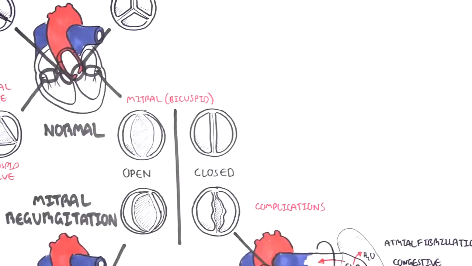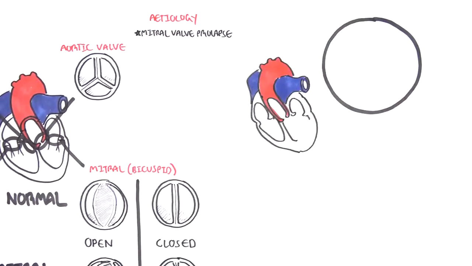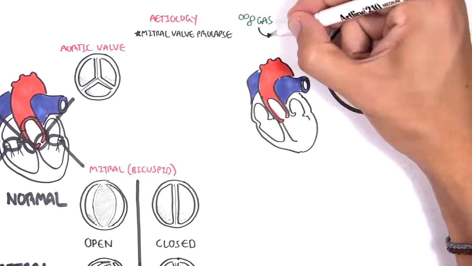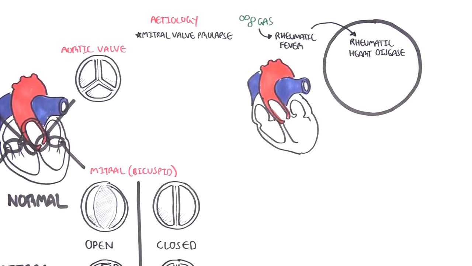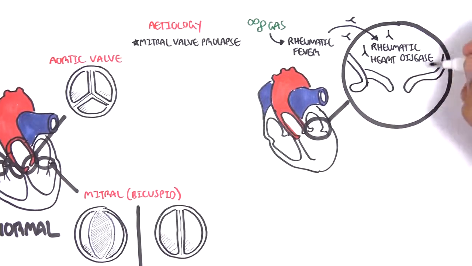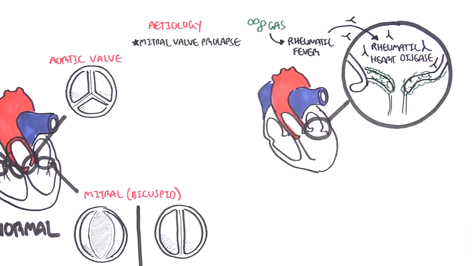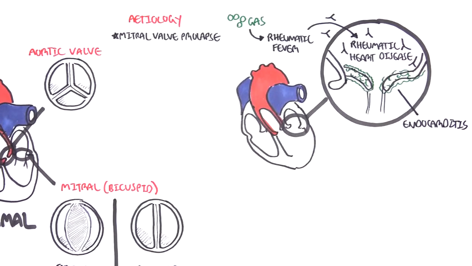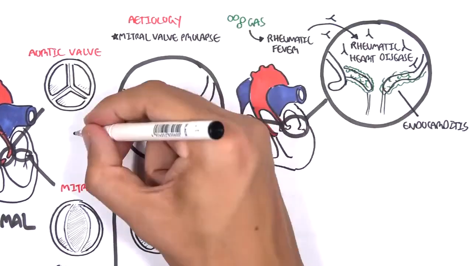The etiologies of mitral regurgitation include, most commonly, mitral valve prolapse, and rheumatic heart disease, which is caused by group A streptococcus leading to rheumatic fever and then rheumatic heart disease. The fever results in the generation of antibodies, which, due to molecular mimicry, also attach to the heart valves. Endocarditis can cause mitral regurgitation. Mitral valve calcification with age can also cause mitral regurgitation.